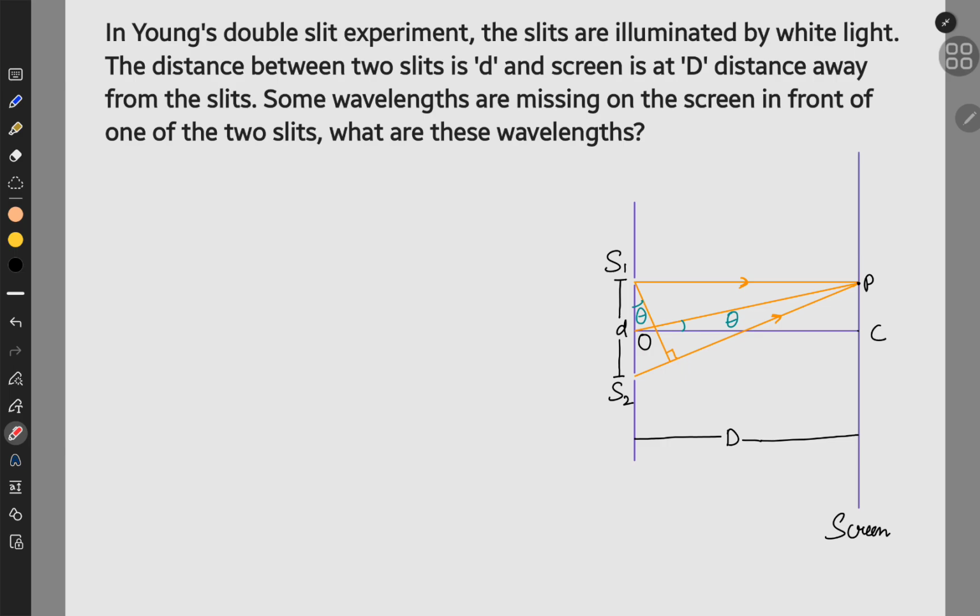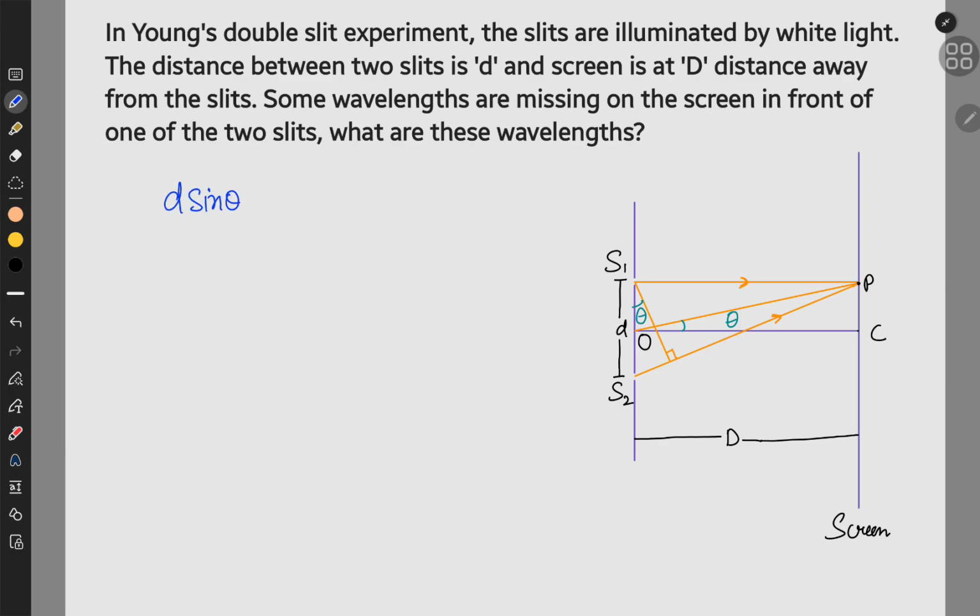So first we will take the path difference. The path difference between the rays coming from S1 and S2 will be d sine theta, where d is the distance between the two slits, and theta is the angle between the two rays. This theta is very small because the point is not very far away from the center of the slits, this C point. So here the path difference will be d times sine of theta.